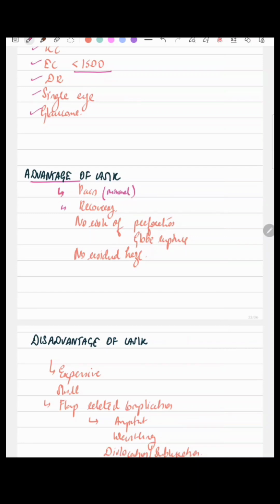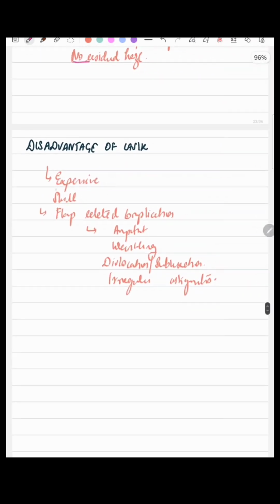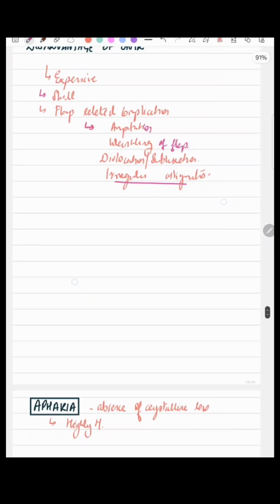Then early recovery of vision, no risk of perforation during surgery, no risk of globe rupture during surgery, no residual haze. Disadvantages of LASIK include it is expensive, it requires greater surgical skill. Then there can be flap related complications like intraoperative flap amputation, wrinkling of flap on repositioning, or dislocation or subluxation of the postoperative flap, or epithelialization of flap bed interface, or irregular astigmatism can occur. These are the disadvantages of LASIK.